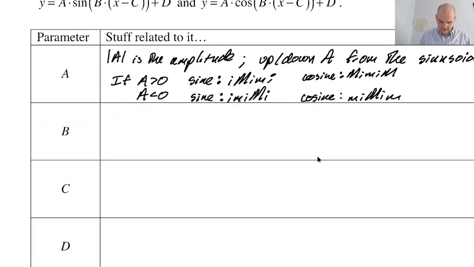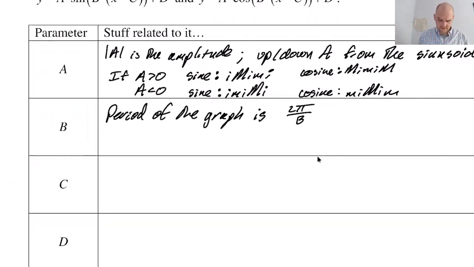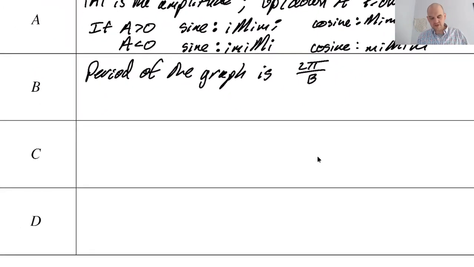B, so we said the period of the graph. So this is like the big important one, is 2 pi divided by B. Technically, B will always be positive, because if B is negative, we'll use even and odd properties to just get rid of that negative. If it's sine, we'll factor the negative out. If it's cosine, we'll just kill the negative because cosine is even, so it doesn't matter if that negative is there. So technically, B will always be positive. So the period of the graph is 2 pi over B.